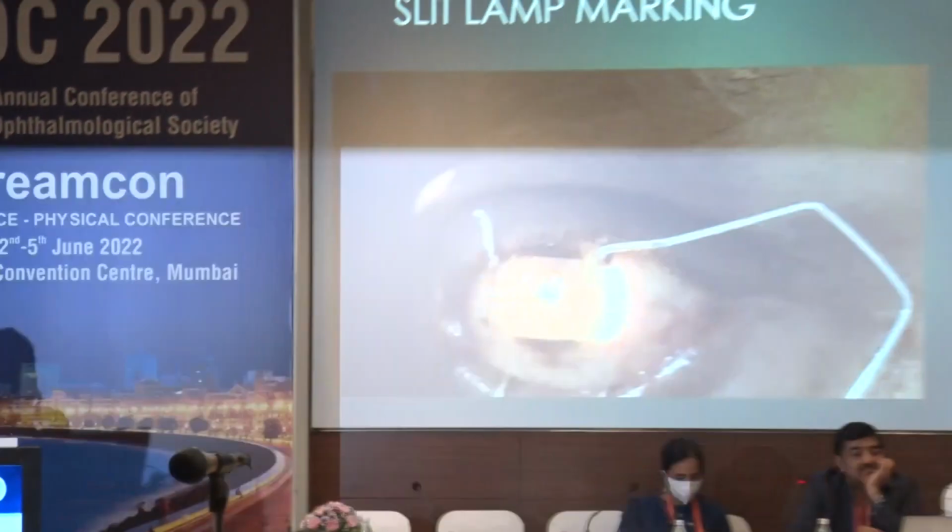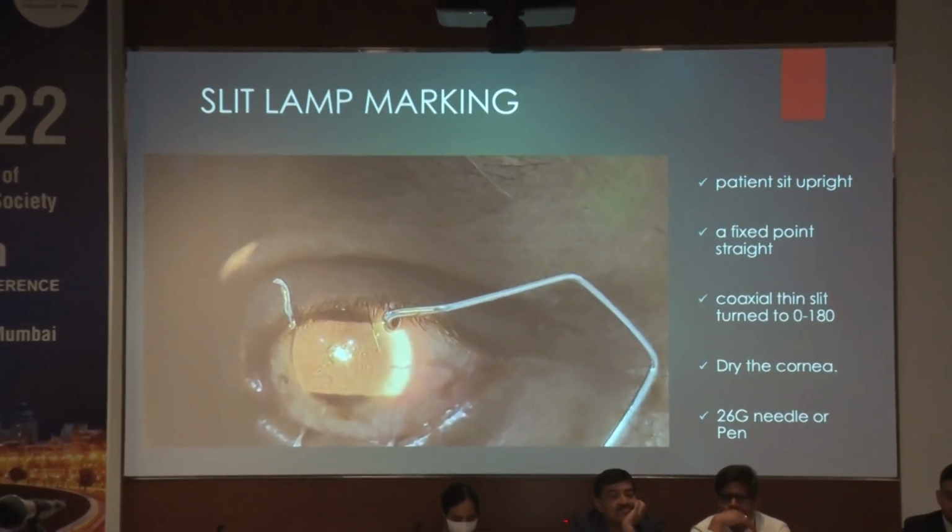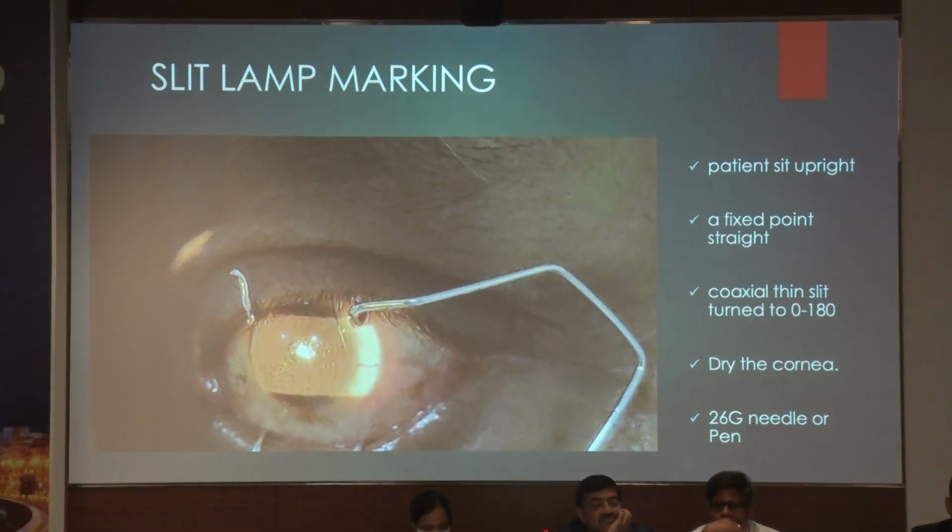Coming to slit lamp marking, the patient is sitting upright, looking at a fixed straight point, and a thin coaxial beam is turned to 180 degrees. On a dry cornea, we can mark either with a pen or a 26 gauge needle. I personally do not like marking with a 26 gauge needle because it scratches the cornea on the day of surgery. And if you have multiple cases, you need to rely on your technician to mark it with a pen, because then the movement of the patient becomes a problem.